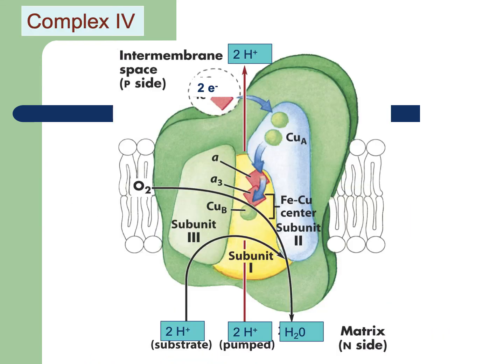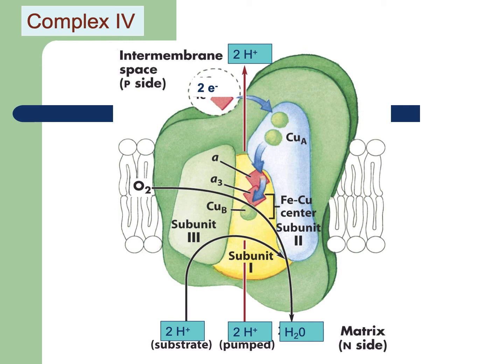Here is the diagram of complex 4. As you can see, it is a very large quaternary protein as an enzyme. That means that we have multiple subunits. You see subunit 1, subunit 2, subunit 3. We also see some cofactors involved. We see ferritin, or Fe, commonly known as iron. We also see copper, denoted as Cu. So there are important cofactors in order for this enzyme to run. Hence the reason why microminerals are important in our diet, and they are essential because they're needed in these complexes of the electron transport chain.